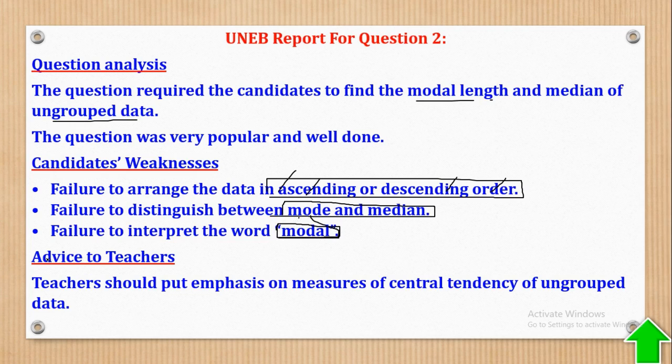So always remember that. Then advice to teachers: teachers should put emphasis on measures of central tendency of ungrouped data. So those are the measures, those are the mean, median, and mode.